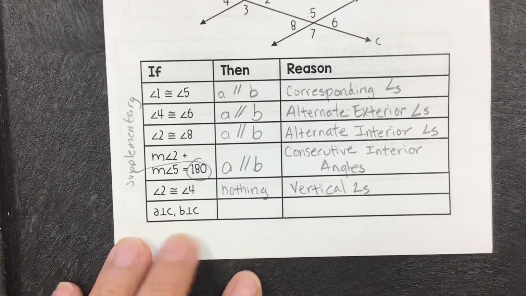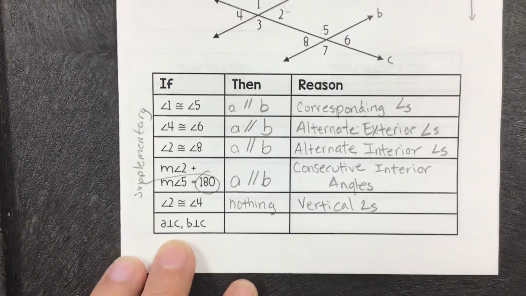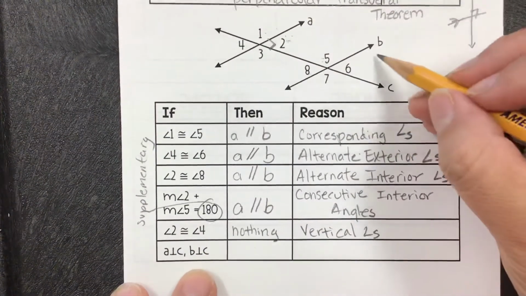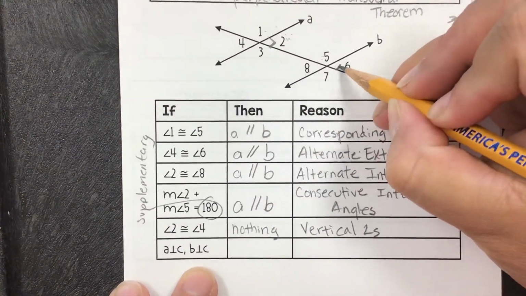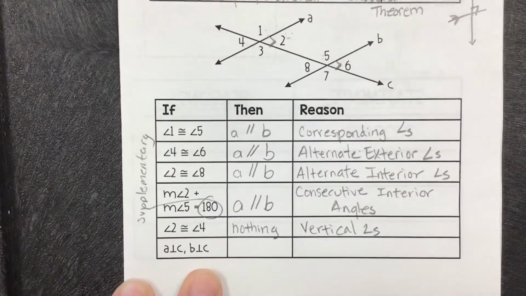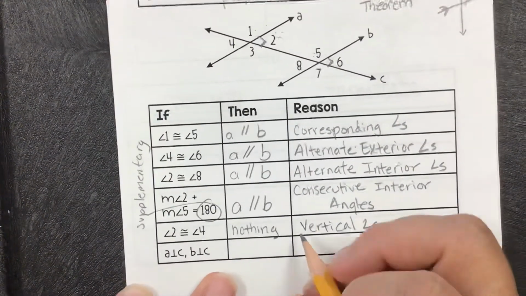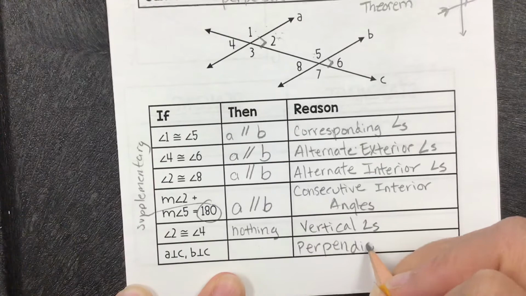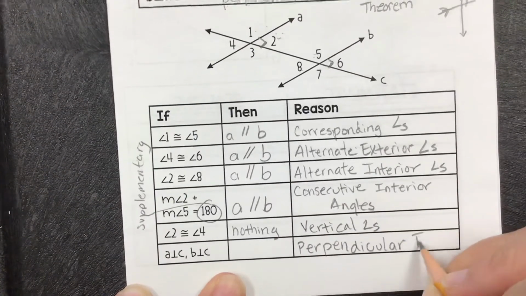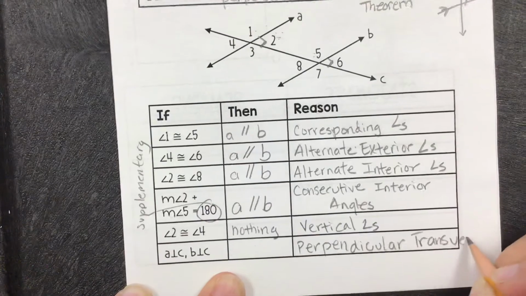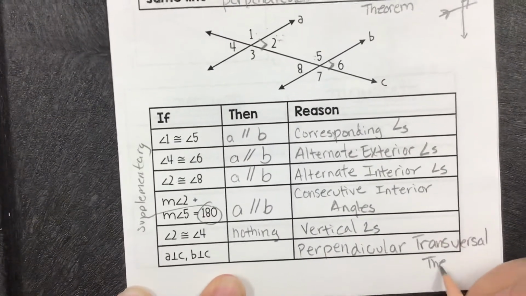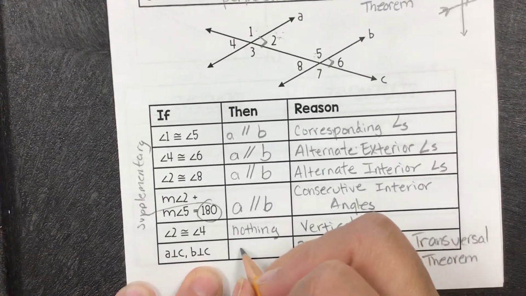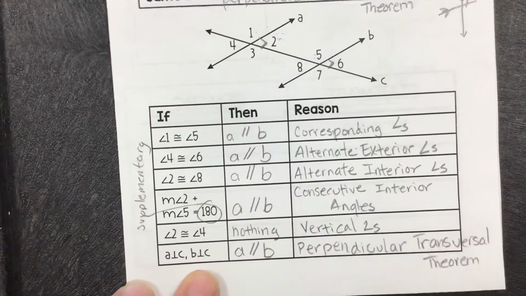All right, so now it's telling me that a and c are perpendicular, and b and c are perpendicular. And this is by the perpendicular transversal theorem. That now we can say that line a is parallel to line b.